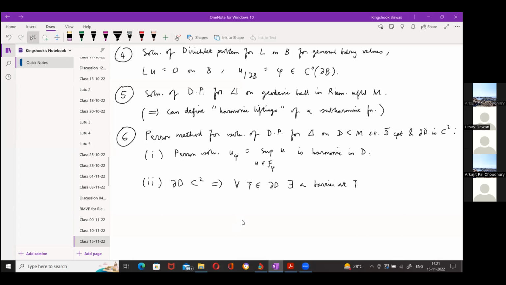Okay, so once you have a barrier at each point, this implies that the Perron solution takes the right boundary values. So u_phi of x converges to phi of xi as x in D converges to xi in the boundary of D.